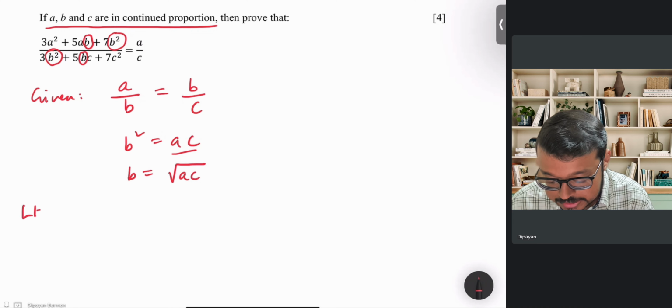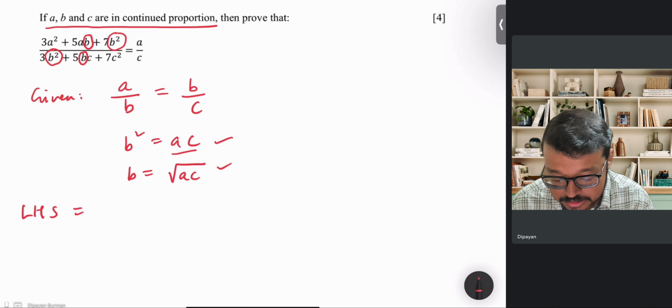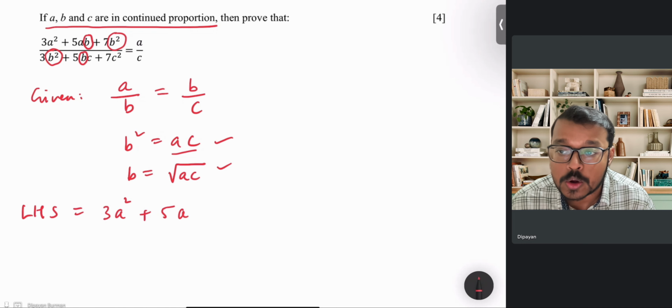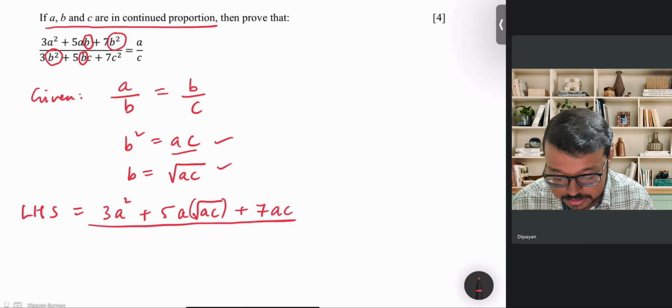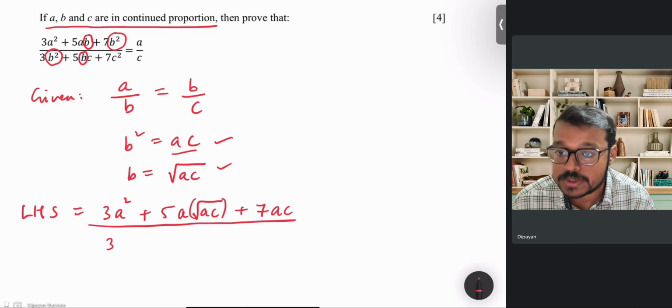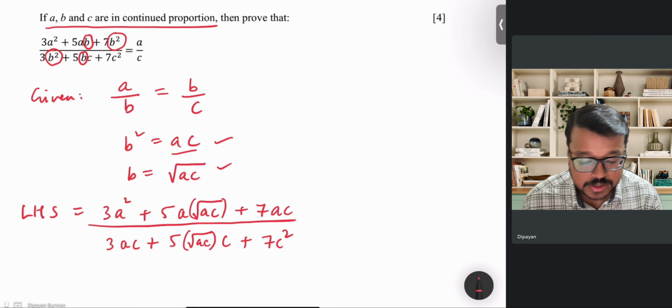So let's say that the LHS is now equal to, after these two substitutions, 3A square plus 5 into A into, now B is root AC, so A into root AC, plus 7B square, B square is AC, divided by 3B square, so B square is AC, so 3AC plus 5 into, now B is root AC multiplied by C, plus 7C square, nothing to change for C square.